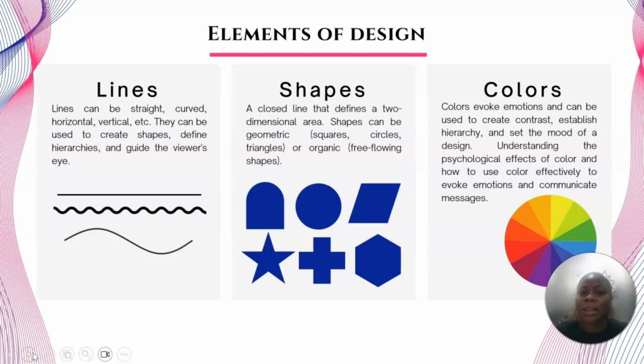And the next one we have is shapes. You know what shapes are: circles, squares, triangles, and all of those things. So we have different shapes that you can use for your design. All right. Then colors, we have different colors.